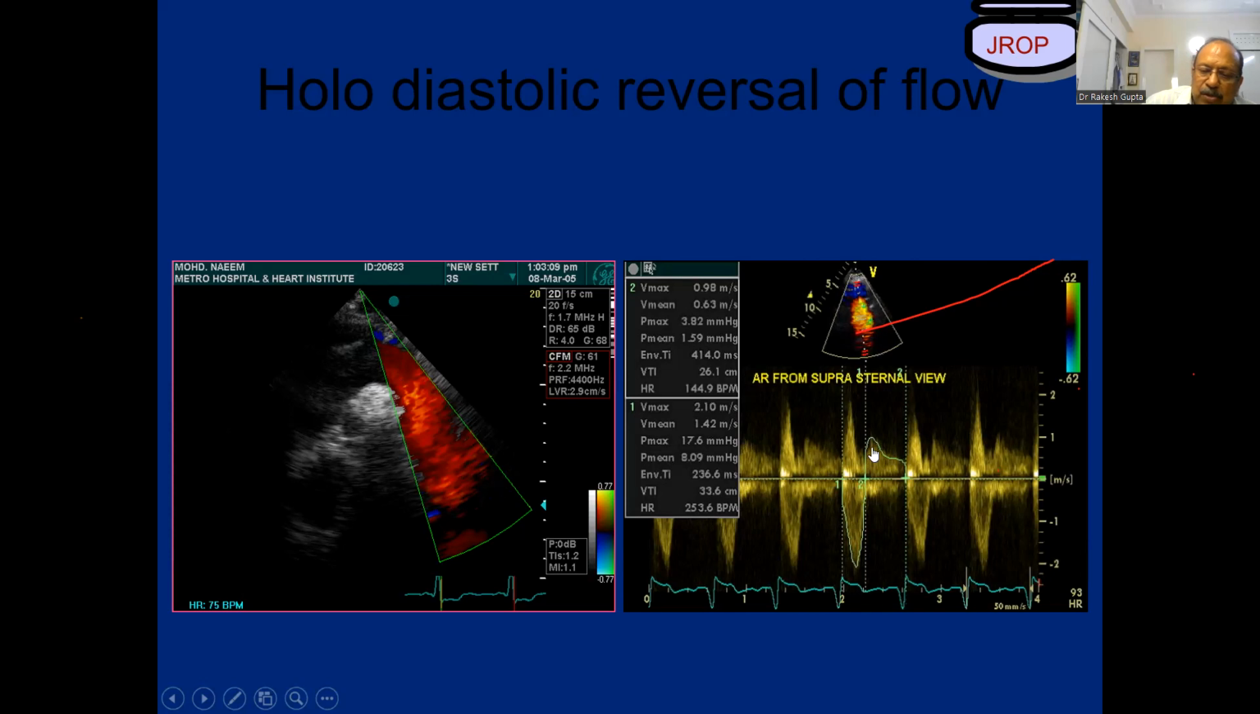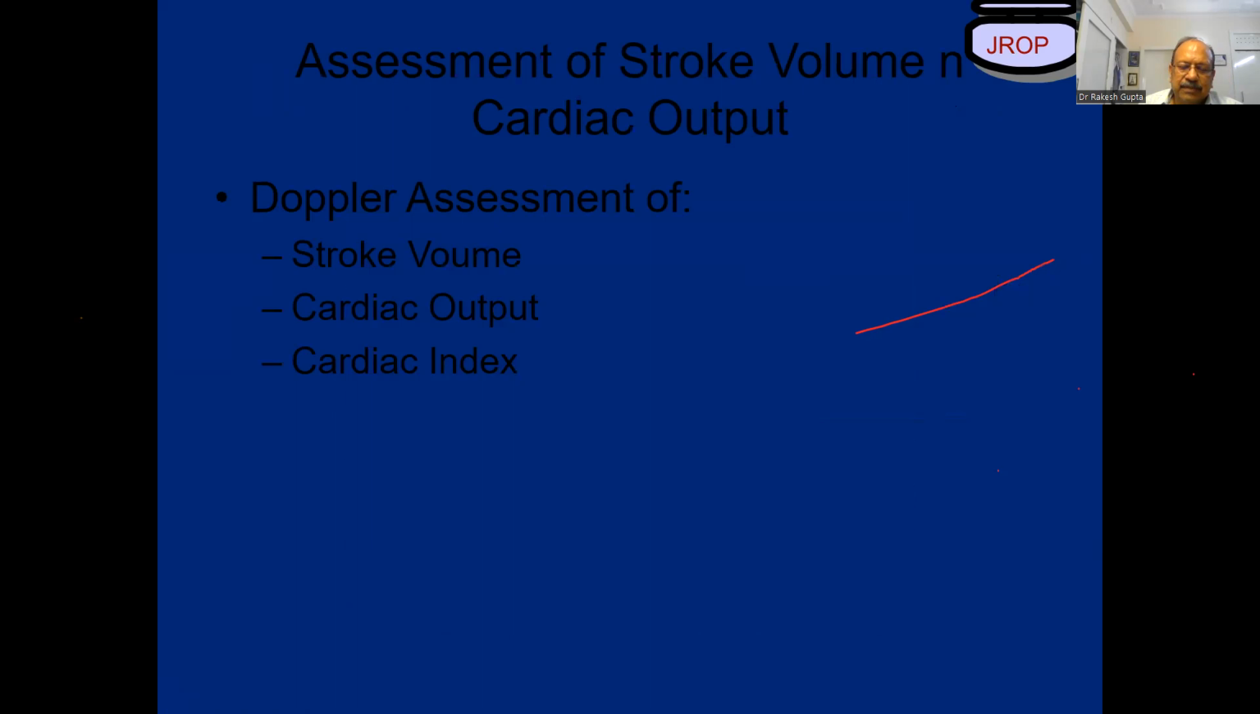So if you happen to see holodiastolic reversal of flow, trace this Doppler spectrum pattern. If the VTI is more than 22 and the end diastolic velocity is more than 22, this is known as significant aortic regurgitation.